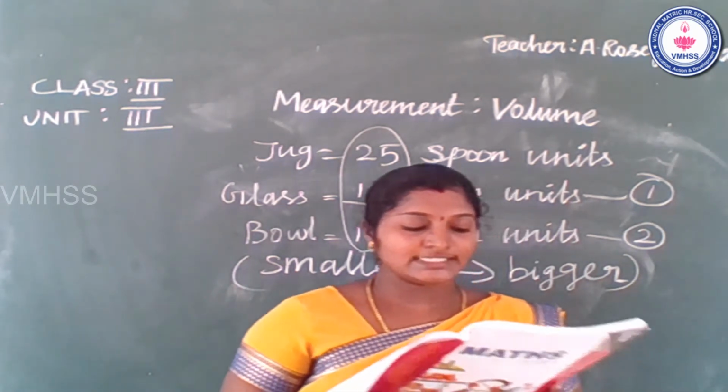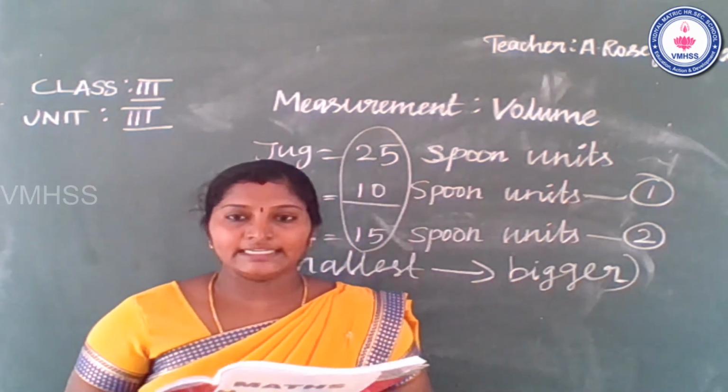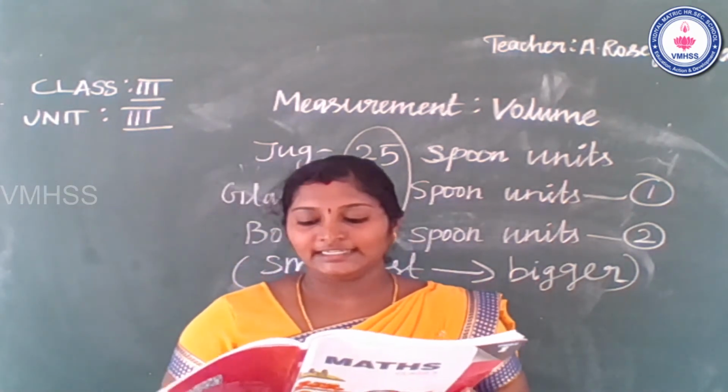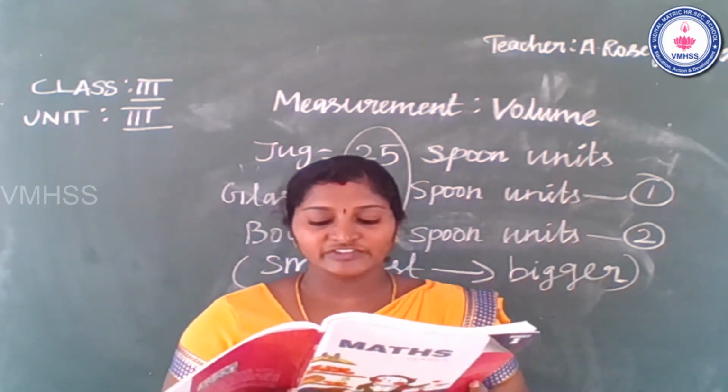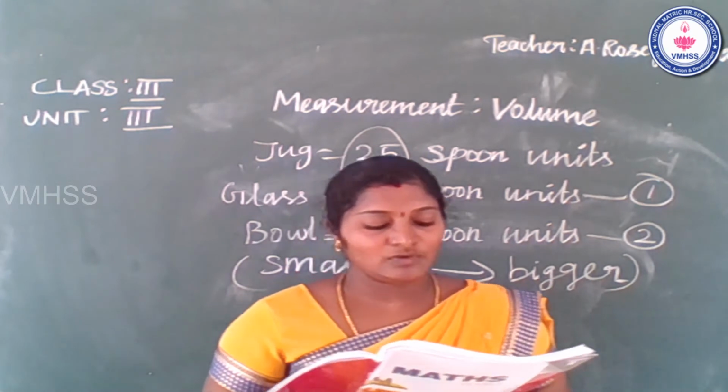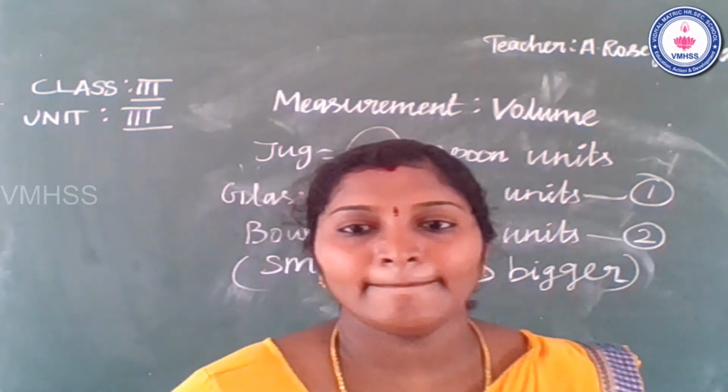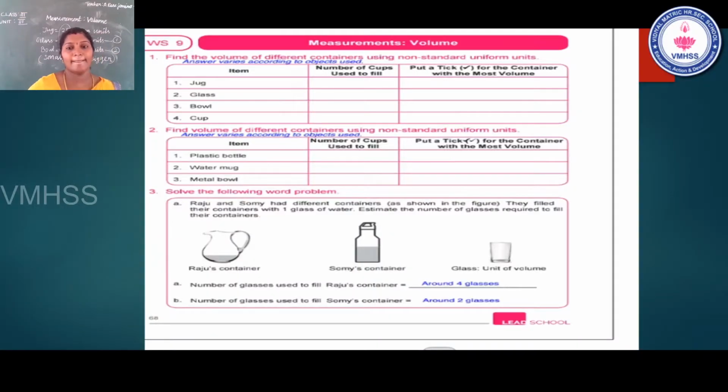Raju and Saumi had different containers. As shown in the figure, they fill their containers with glasses of water. See the slide. The first one is a jug, the second one is a container, and the third one is the unit. What is the unit? The glass. The unit of volume is the glass.